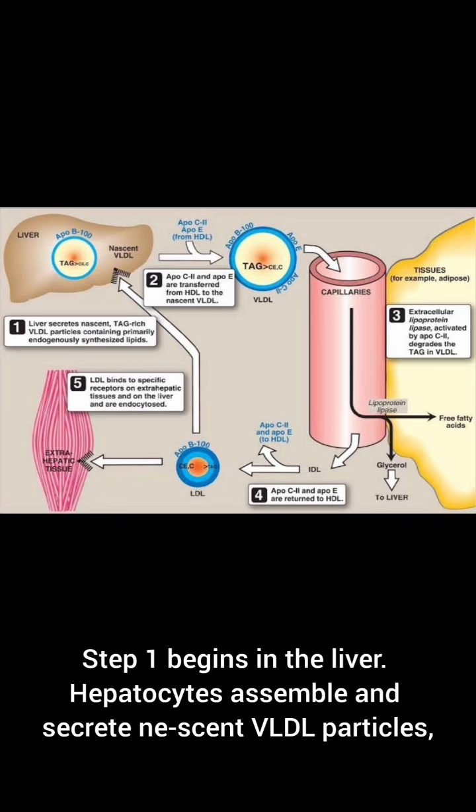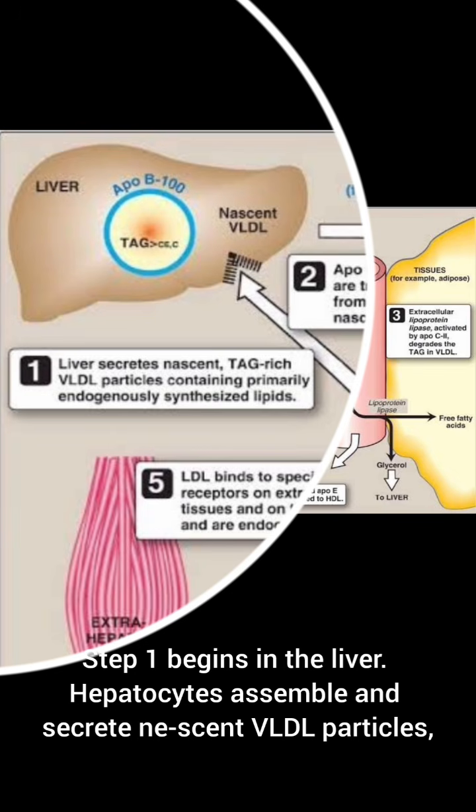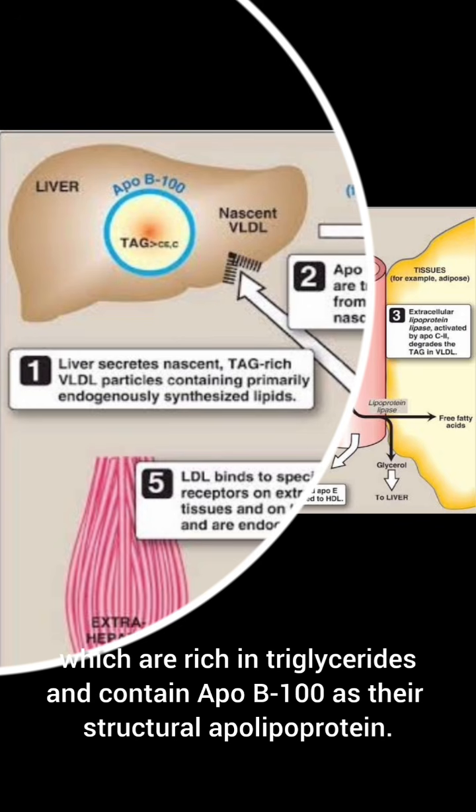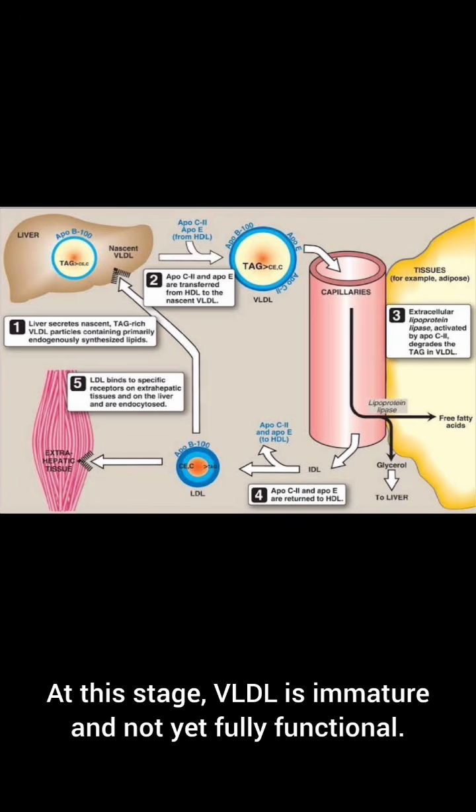Hepatocytes assemble and secrete nascent VLDL particles, which are rich in triglycerides and contain Apo B-100 as their structural apolipoprotein. At this stage, VLDL is immature and not yet fully functional.